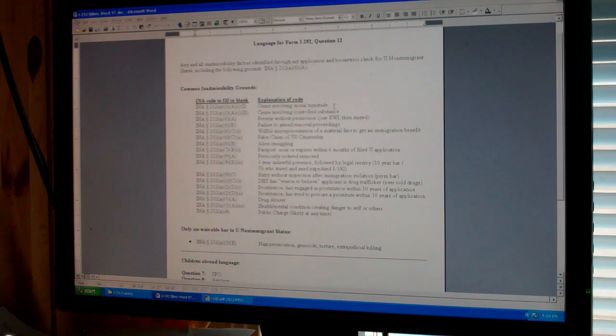A crime involving moral turpitude also has a petty offense exception and a juvenile violation exception.